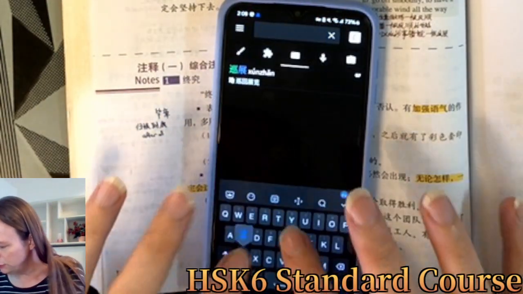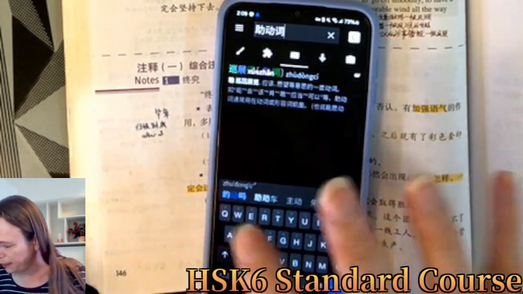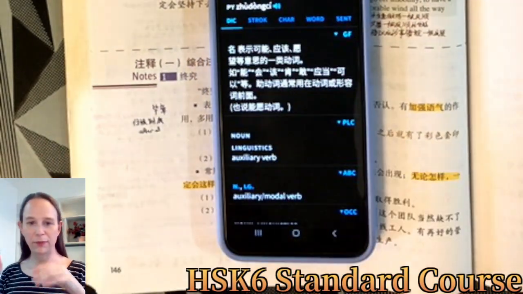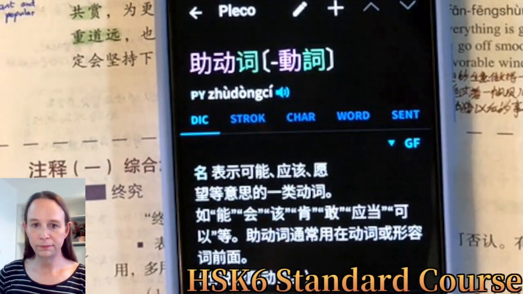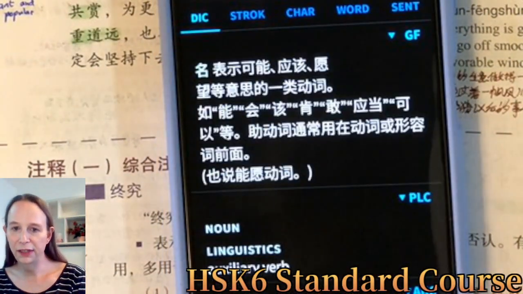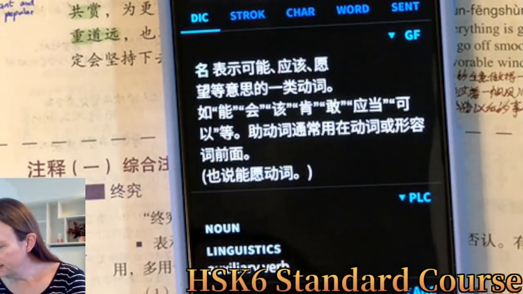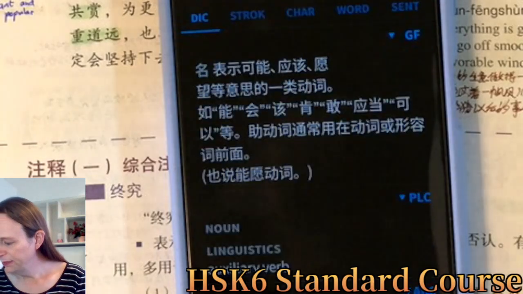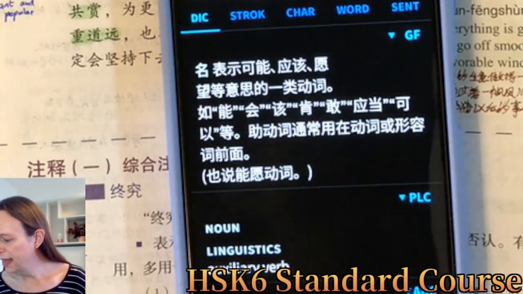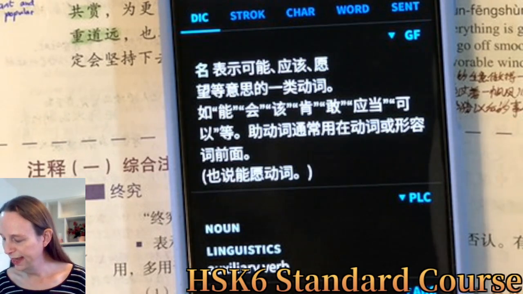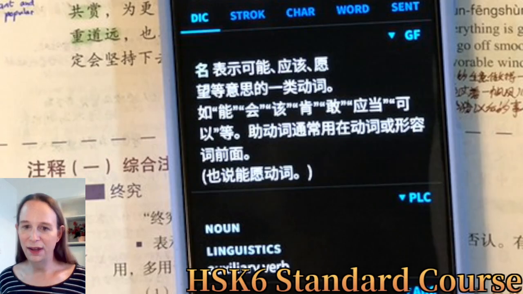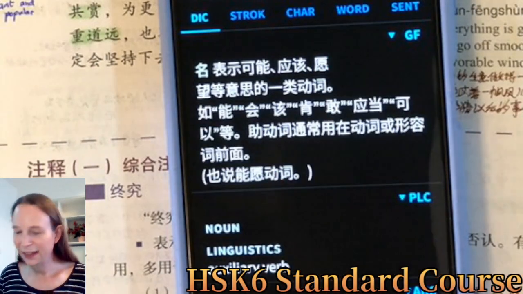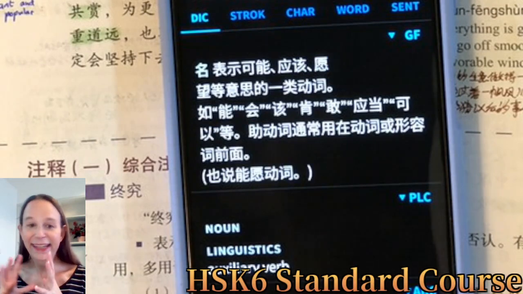It's okay now. 助动词. Auxiliary verb. What's an auxiliary verb? 表示可能应该愿望等意思的一类动词，如能、会、该、肯、敢、应当、可以。助动词通常用在动词或形容词前面。Okay, so 我能吃整个蛋糕. I can eat the entire cake.